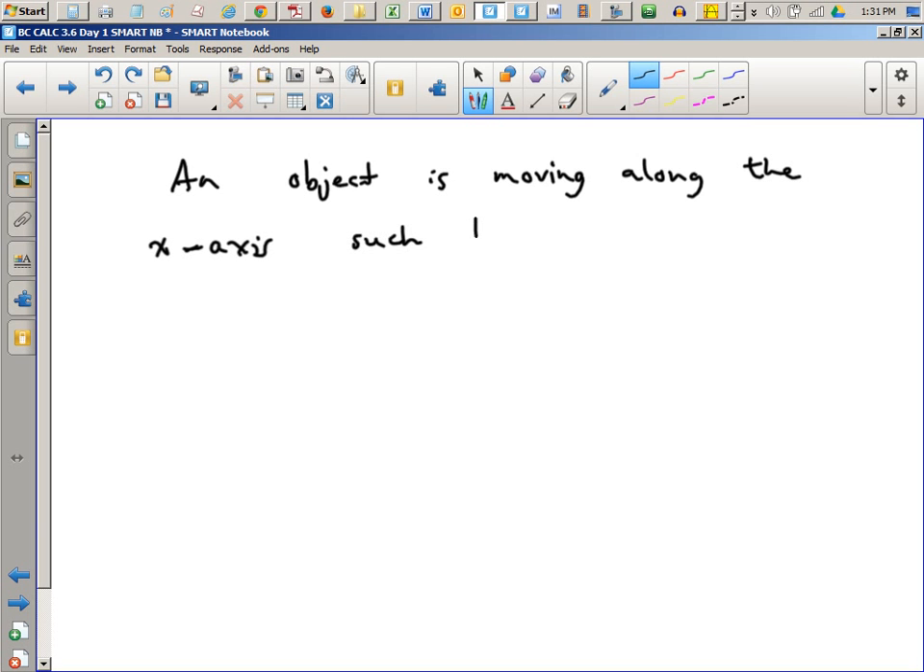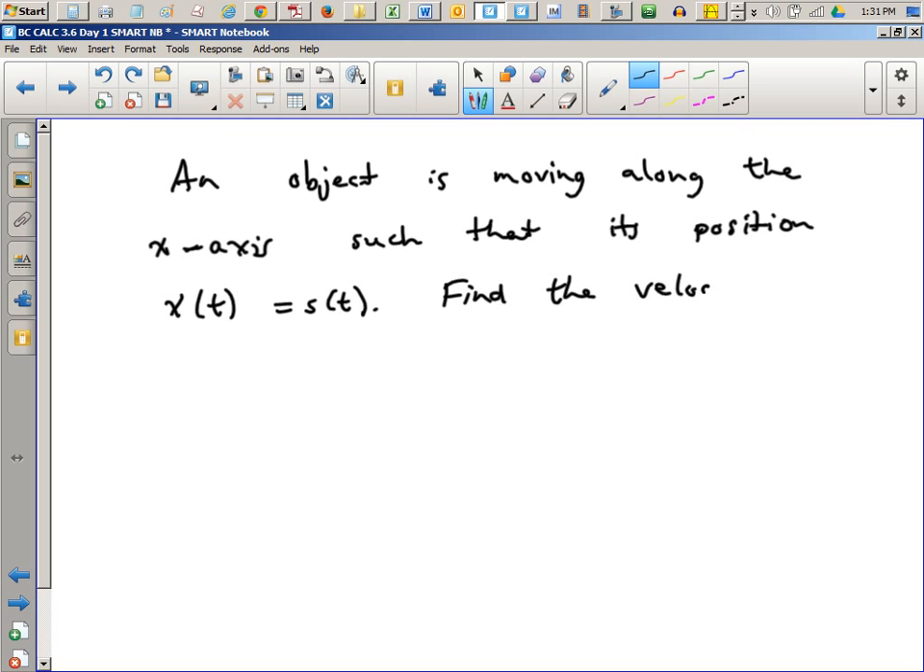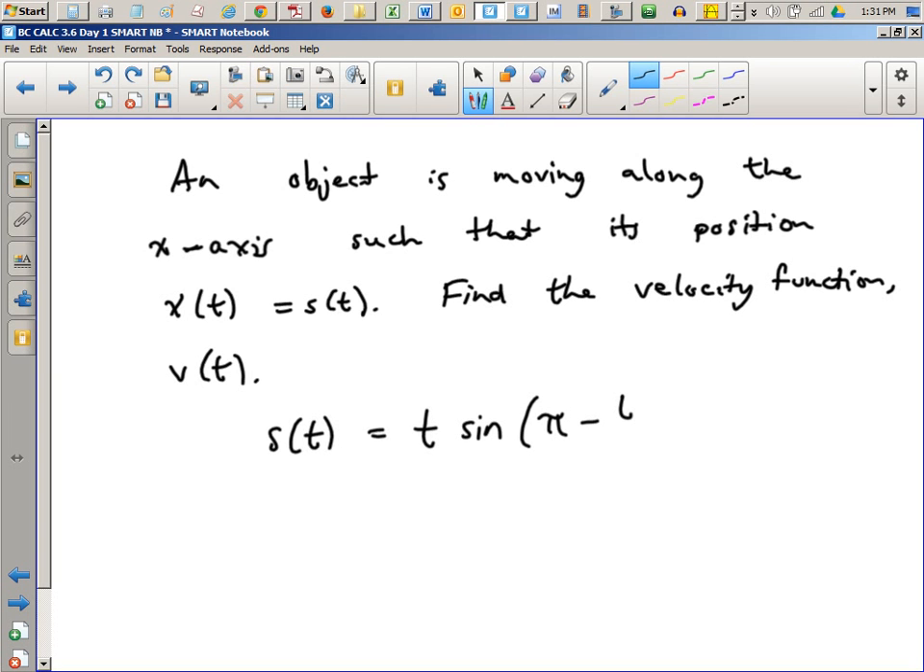Such that its position x of t is s of t. Find the velocity function v of t. Okay, so my function that I'm choosing is t times sine of pi minus t over 4.